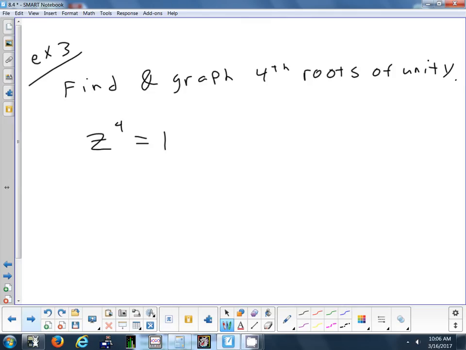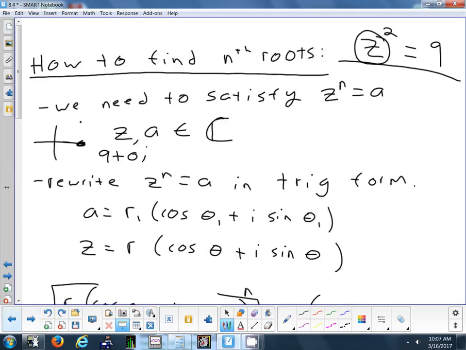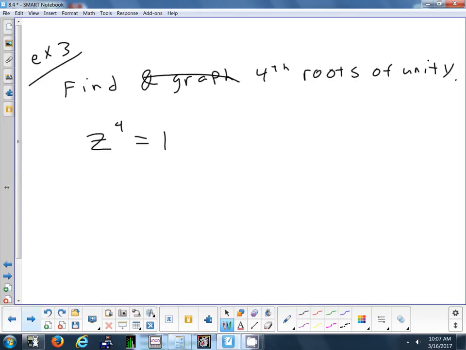Okay. I don't really want to graph. I just want to find the 4th roots of unity. So the first thing you have to do is set up this equation. z to your root equals what you're taking the root of. z to my root equals what I'm taking the root of.